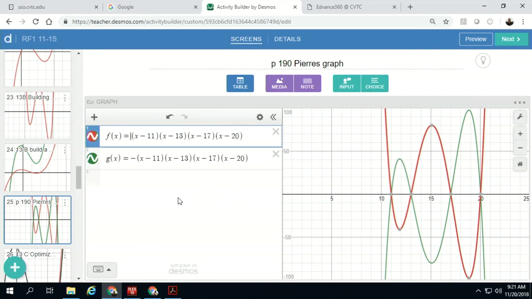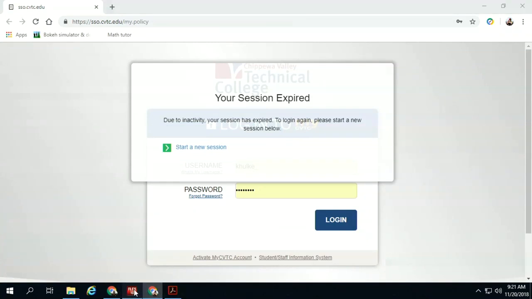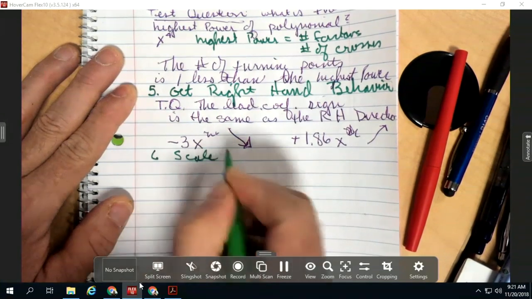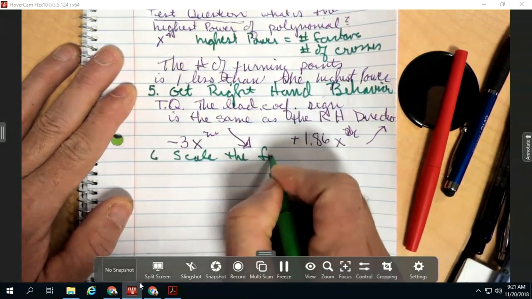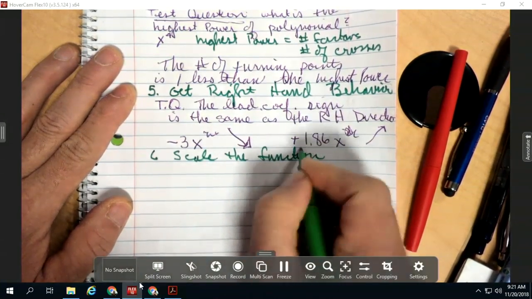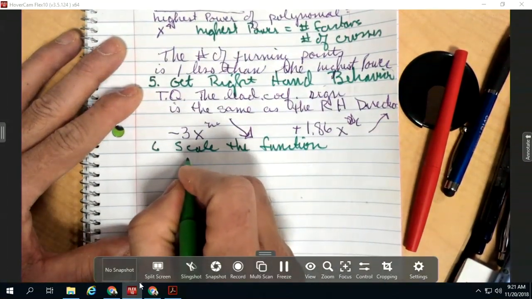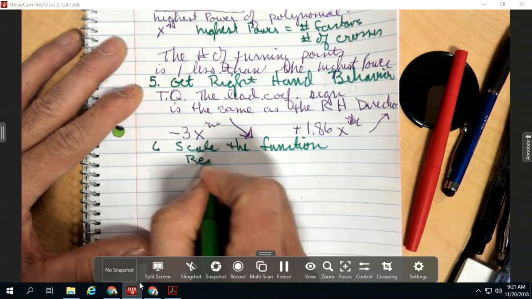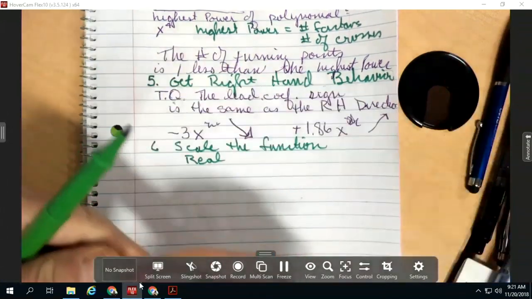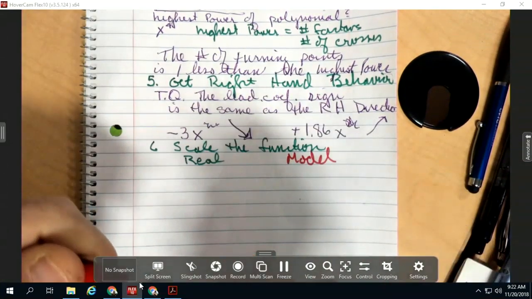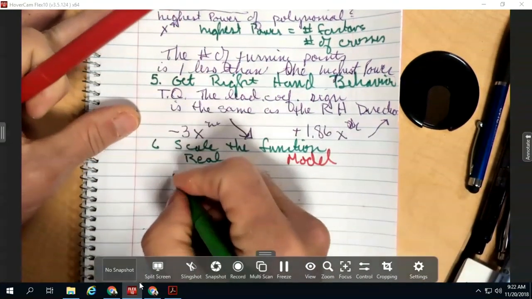Part C, number 6. Scale the function. Okay? Here's the real. Here's the model. Here's how you scale the function.